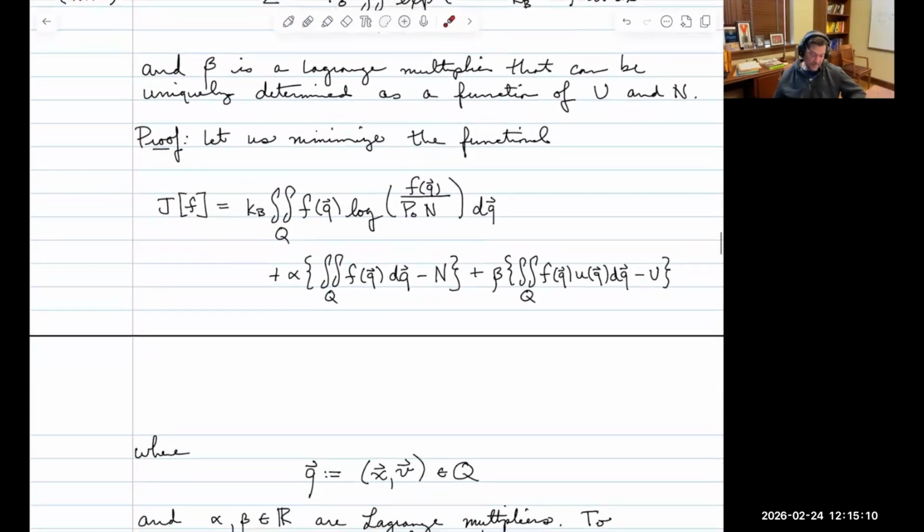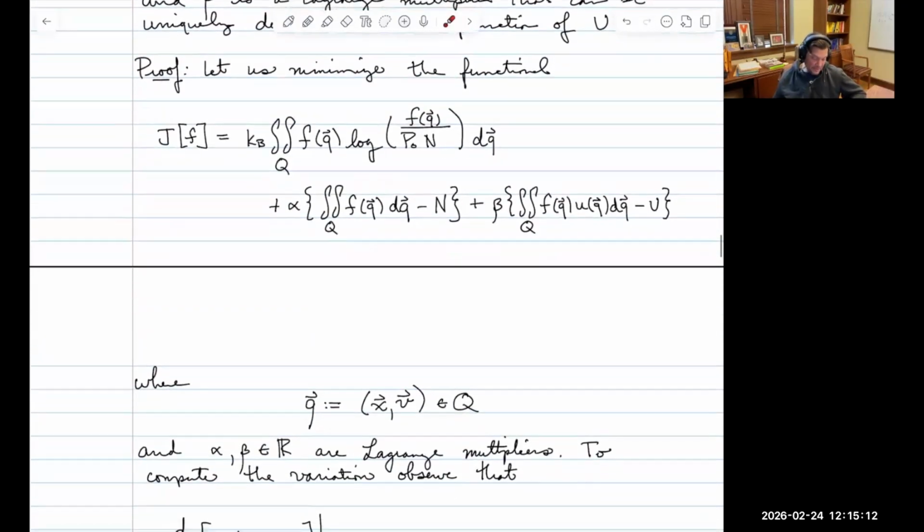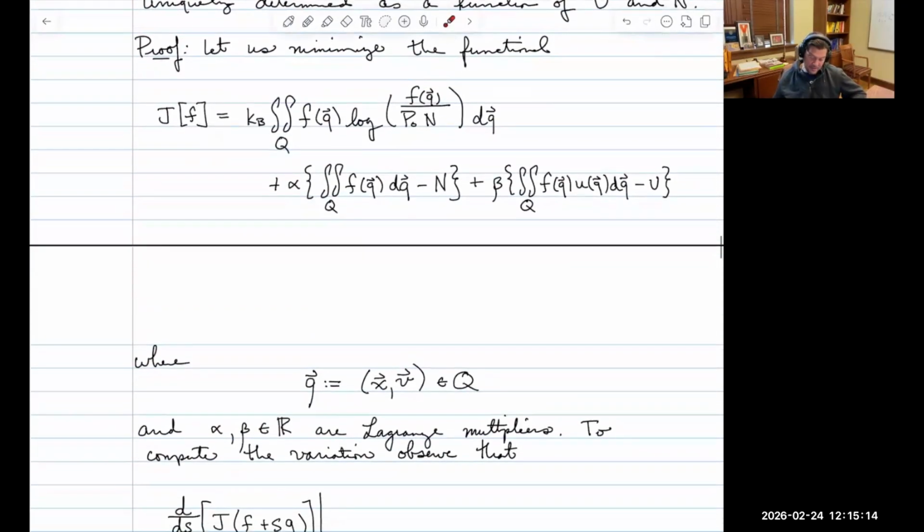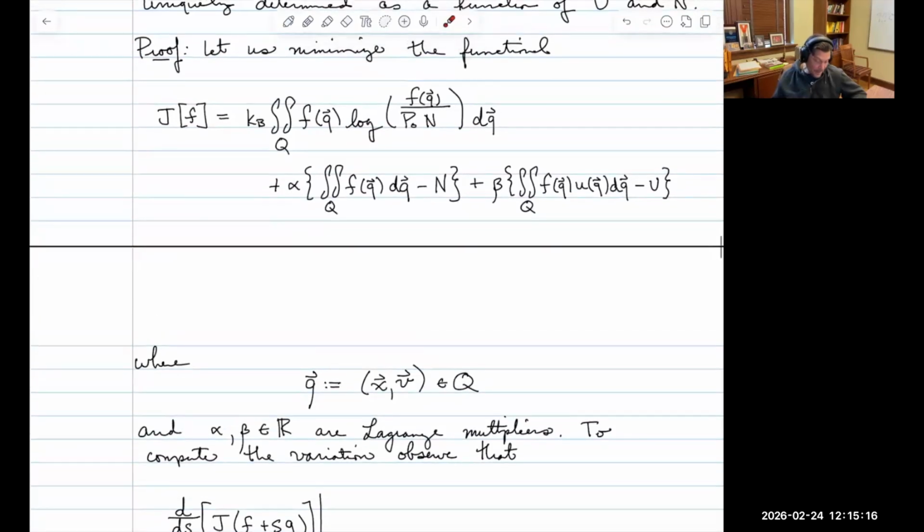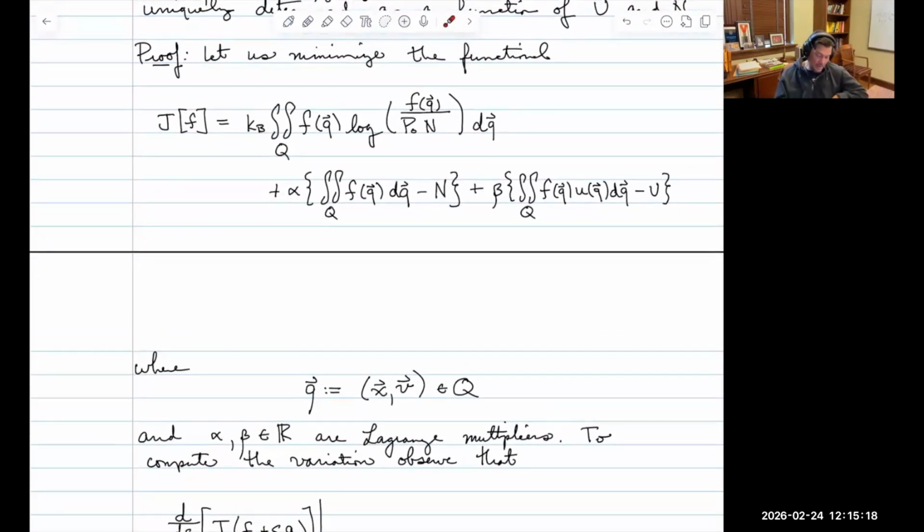So let's prove this. How we do this is the same way we did it in the discrete energy level case. First of all, we minimize instead of maximizing a functional. So we minimize minus the minus of this, which is just minus the entropy. I just removed the minus sign here. So I'm going to minimize rather than maximize. I'm just happier minimizing. I'm not sure why.